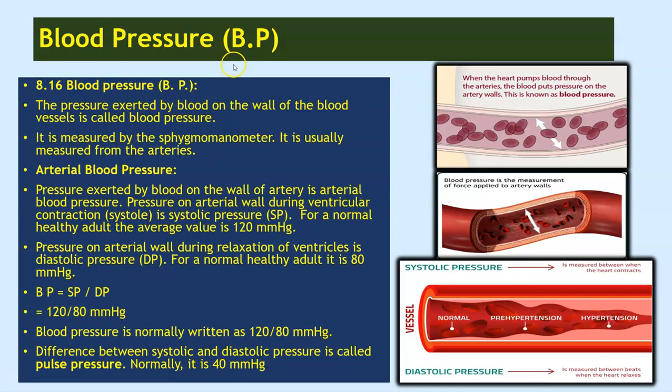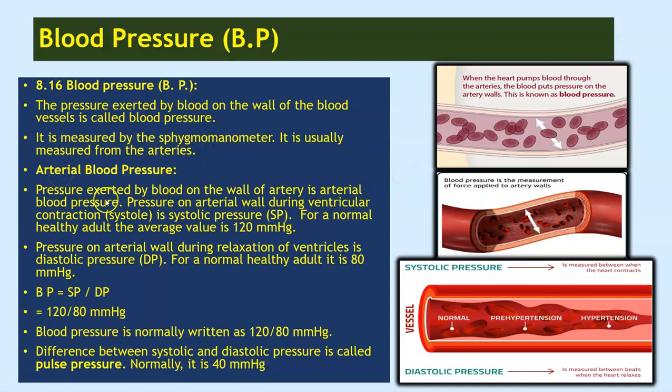Next up is blood pressure, which is also denoted as BP. The pressure exerted by the blood on the walls of the blood vessels is called blood pressure. It is measured using a sphygmomanometer. It is usually measured from the arteries. Have a look at this image here. You can see when the blood pumps through the arteries, the blood puts a pressure on the arterial wall. This pressure is known as blood pressure. The blood pressure is a measurement of the force applied onto the artery walls.